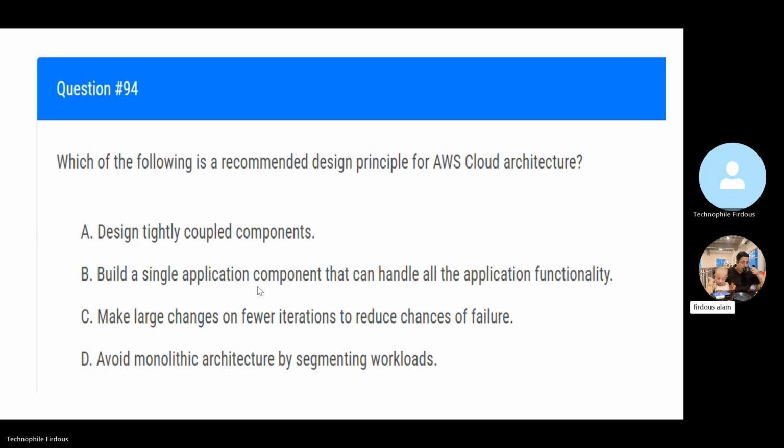This is your question number 94. You have 15 seconds to answer this. Please answer this in comments. The time starts now.